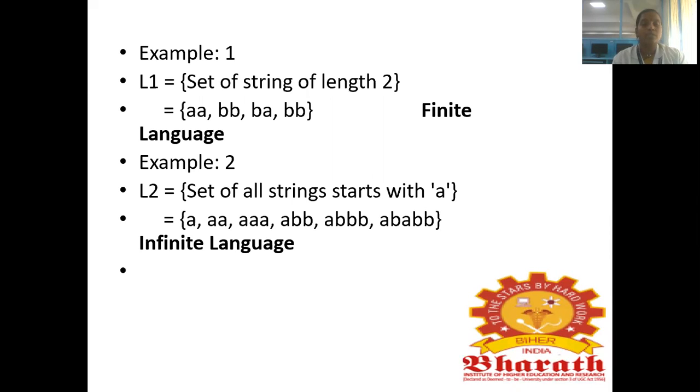See, example 2 is A, then double A, then triple A, and A, B, B. So all the strings cannot be the same, which means that is an infinite language. These two concepts are very important for finite automata machines. Most of the languages used for your subject are finite language and infinite language.